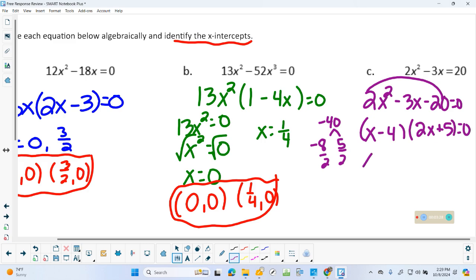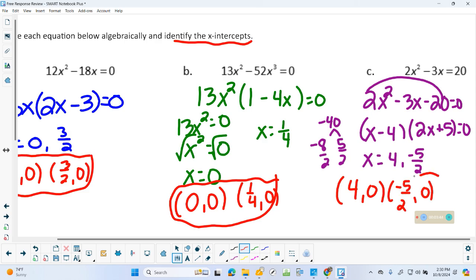What are the solutions? 4 and negative 5/2. And now, of course, what are the intercepts? 4, 0 and -5/2, 0. Got it. And again, I don't care if you leave -5 halves or if you made it 2 1/2 there, fine. Same thing on the 3 halves. If you did 1 1/2, fine. Doesn't matter to me either. So take a look. Any questions on the directions, what you're supposed to do, etc.